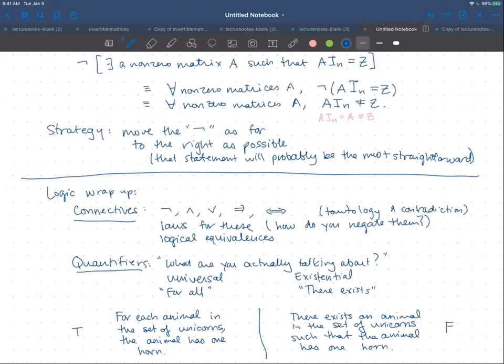Last up in our talk about logic is proof methods, which we will talk about together.